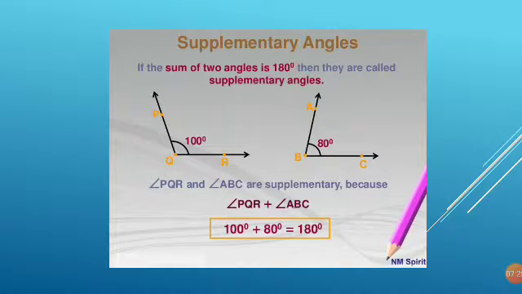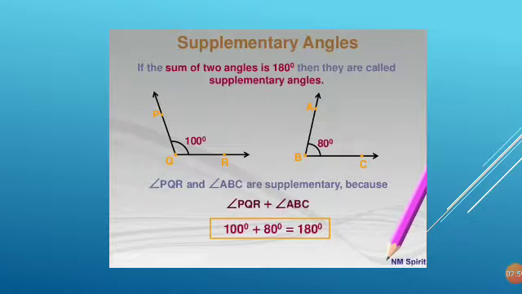Supplementary angle. Supplementary angle means if the sum of the two angles is 180 degrees, then they are called supplementary angles. So when the two angles are added, we get a value of 180 degrees. That is called a supplementary angle. Angle PQR is 100 degrees, angle ABC is 80 degrees. The sum of the two angles, 100 plus 80 degrees, gives 180 degrees. That is called a supplementary angle.